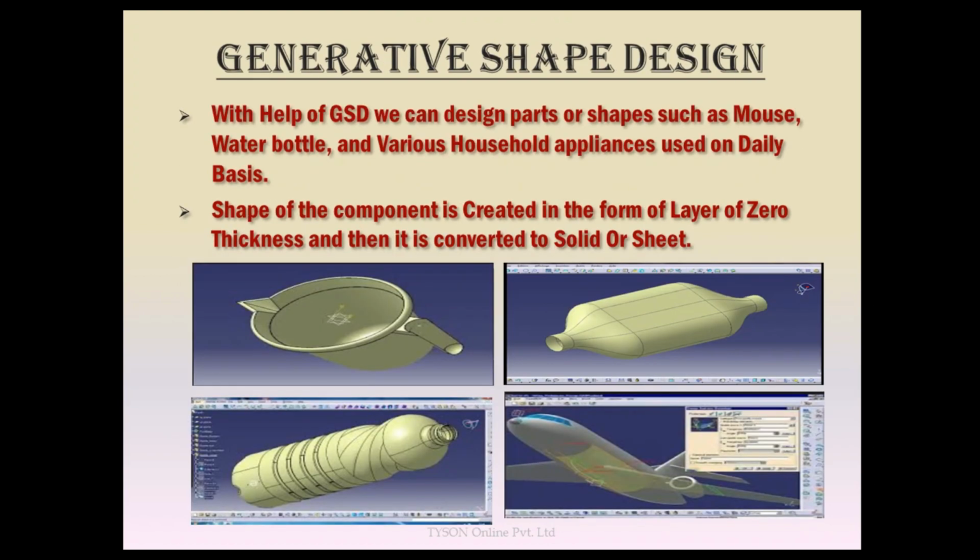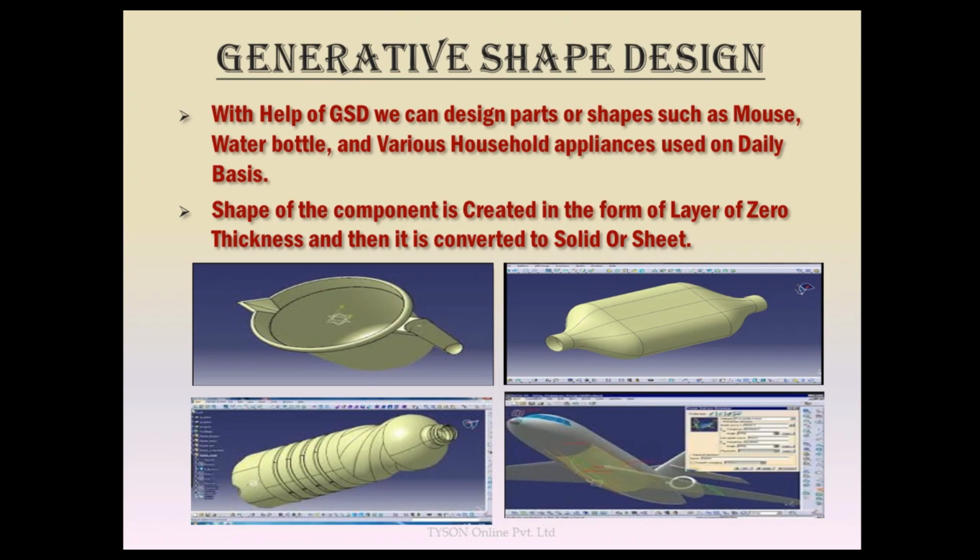So you can see the shapes, you can see images of generative shape design. These are the layer surfaces created in generative shape design. Okay, so these are the parts which have complex geometry. These are not simple parts. You can see a water bottle, and you can see an aeroplane. Okay, you can see the mug. These have complex, a little bit difficult geometry. So you cannot create it in Part Design or any other workbench. So it is created in the surface.